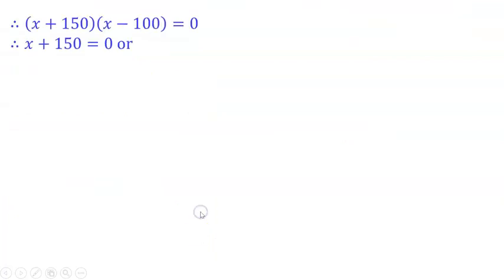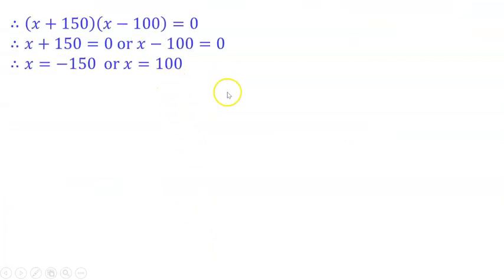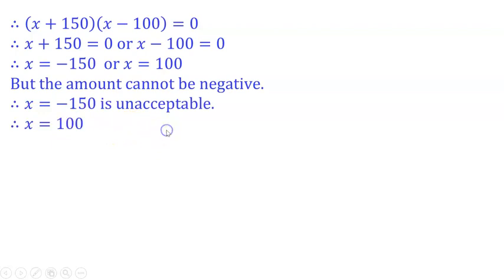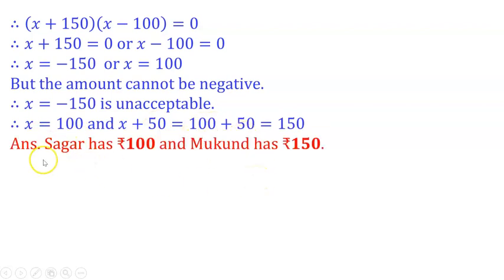Okay, now here x plus 150 is equals to 0 or x minus 100 is equals to 0. Next, x is equals to minus 150 or x is equals to 100. But the amount cannot be negative. Therefore, x is equals to minus 150 is unacceptable. Therefore, x is equals to 100 and x plus 50 is equals to 100 plus 50, that is 150. And hence here the answer is Sagar has rupees 100 and Mukund has rupees 150.